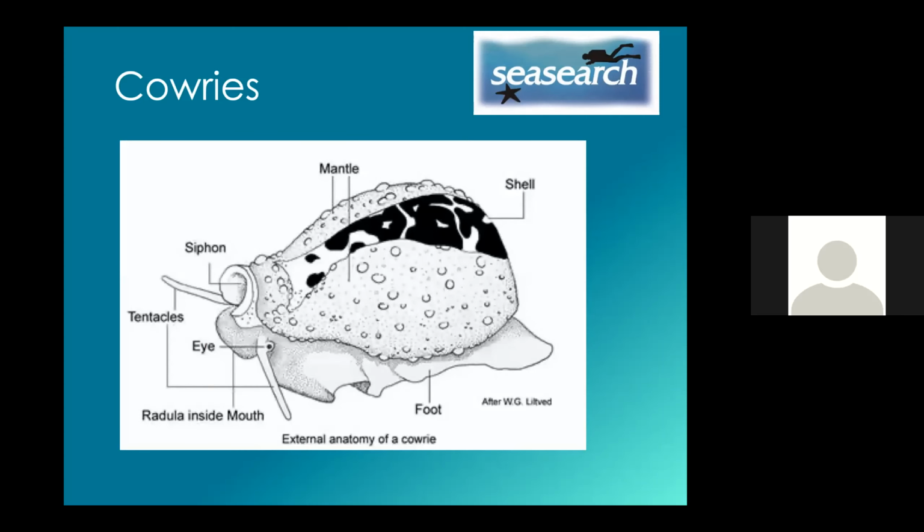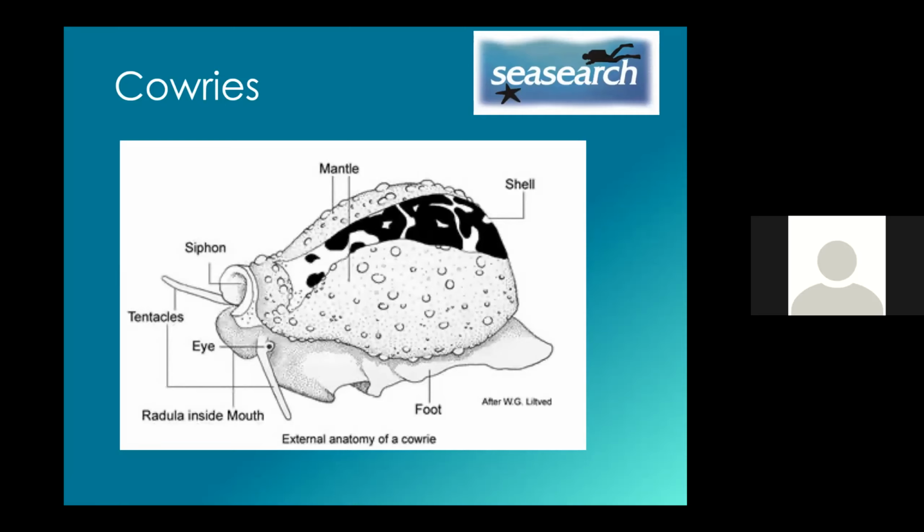So this is the classic anatomy of the cowrie, and you can see that it has a hard shell. In Ireland, that's mostly slightly pink or white, and then there is a mantle and the foot. And this is how you can easily identify them. And then they have siphon tentacles here and the eye, the black tiny spot that you can see. So that, just briefly externally, will help you.